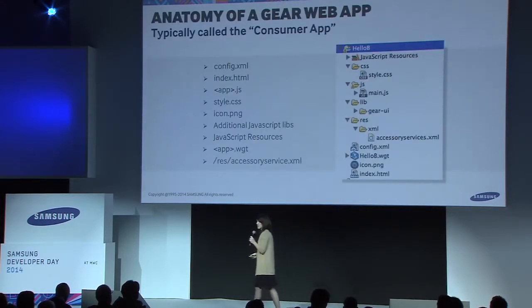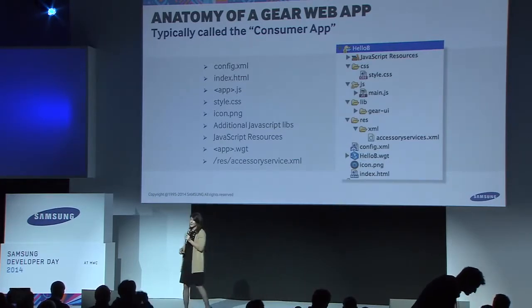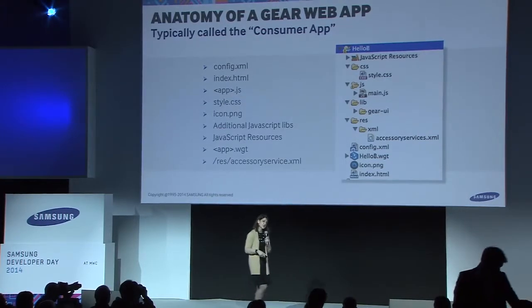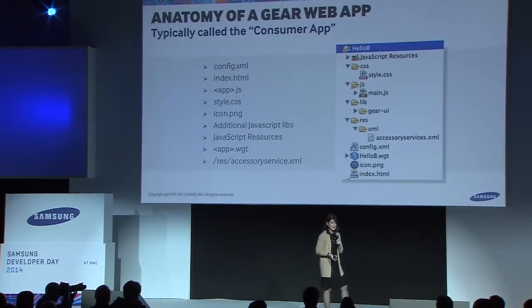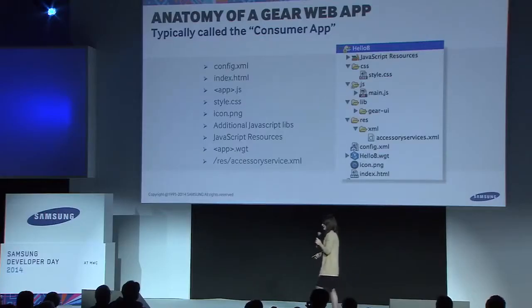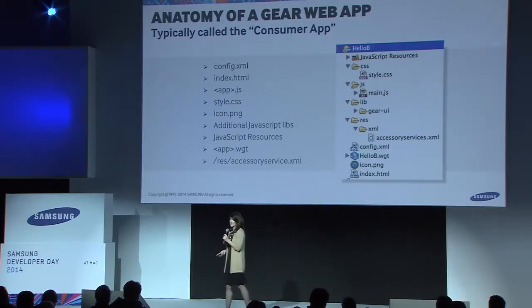So this is what your packaged web app will look like. If you're an HTML5 developer, this stuff looks familiar. You've got a config file that's very similar to your Android manifest file. Defines your permissions, defines the location for your accessory services file. The index file is your web page. It's got the header and the body. You've got your style sheet. You've got your JavaScript file, which is where your logic is.